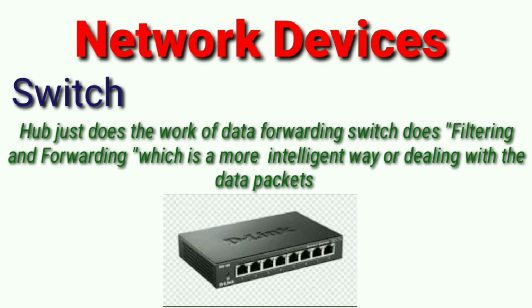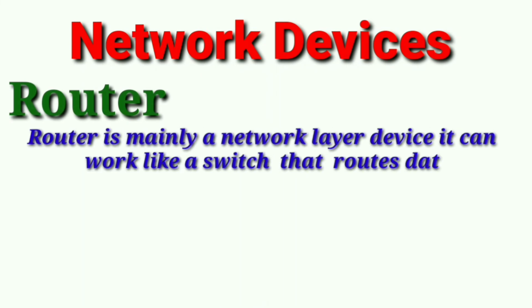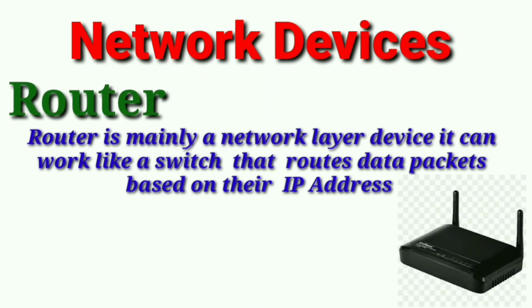Next is the router, which is the smartest and most complicated of the three. A router is mainly a network layer device. It can work like a switch that routes data packets based on their IP address. It also maintains a dynamically updating routing table, based upon which it makes decisions on routing the data packets. A router normally connects LANs with the internet or other LANs together. It has the capability to repackage the data and send it over another network.